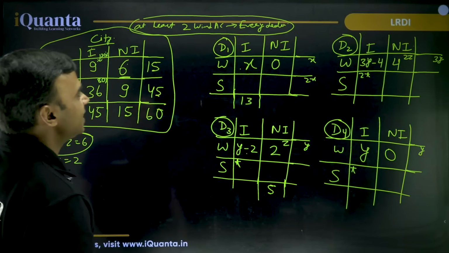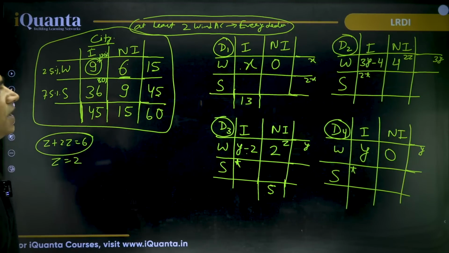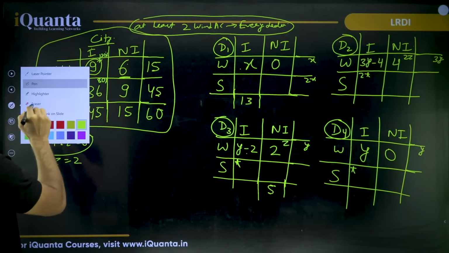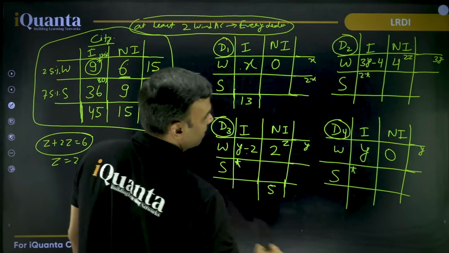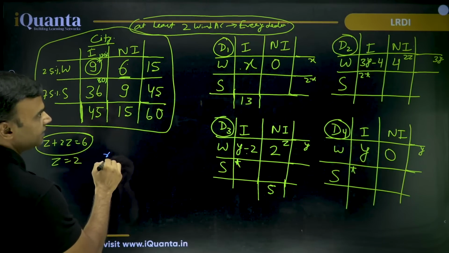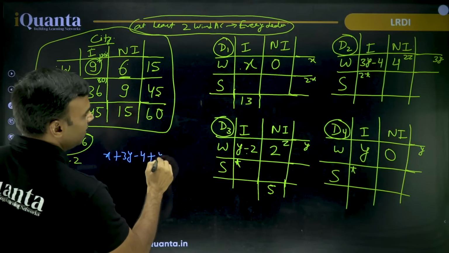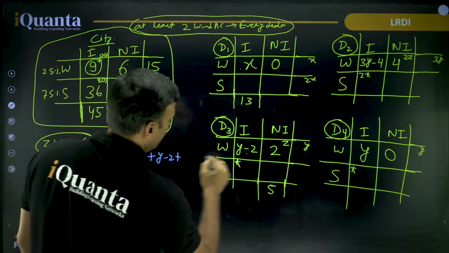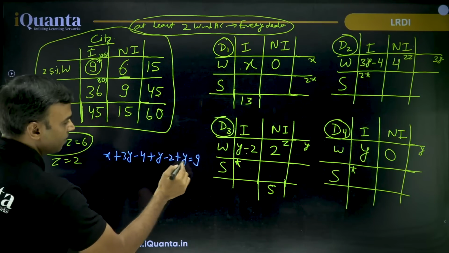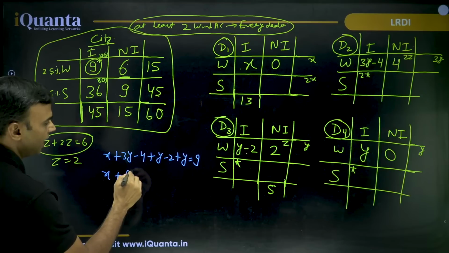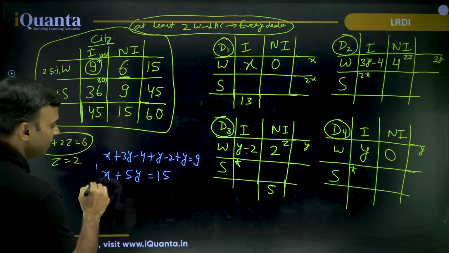Now look at this, window inverter total is equal to 9. Let's use that information. So we have X plus 3Y minus 4 plus Y minus 2 plus Y, that should be equal to 9. Very patiently complete that. X plus 3Y plus Y, that is X plus 5Y, is equal to 9 plus 4 plus 2, that is 15. X plus 5Y is equal to 15.